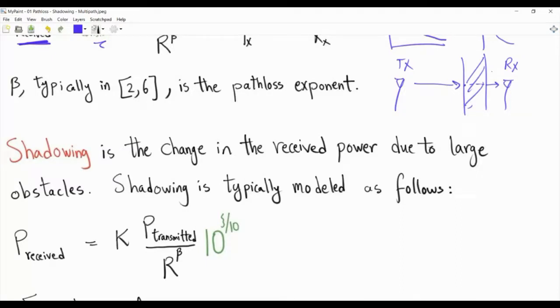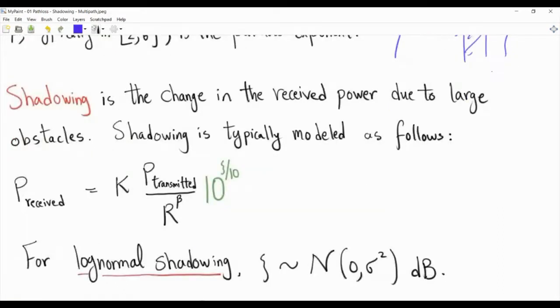Now, how do we account for shadowing? Well, again, the simplest thing, which will be useful to us, is that you say that the received power is the same as before. So it is some constant times the transmitted power divided by the distance raised to beta, but then you add a random variable. So here you model shadowing by multiplying the received power by a random variable, which will account for basically those obstacles.